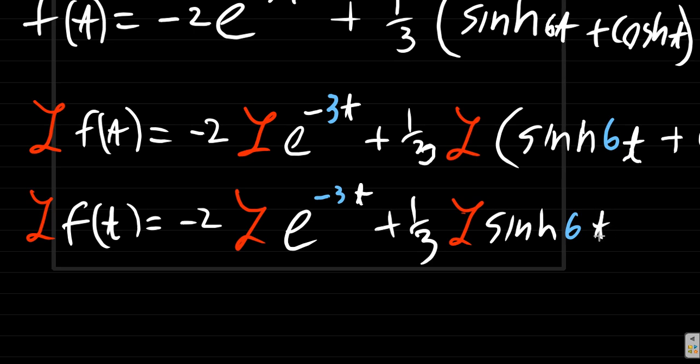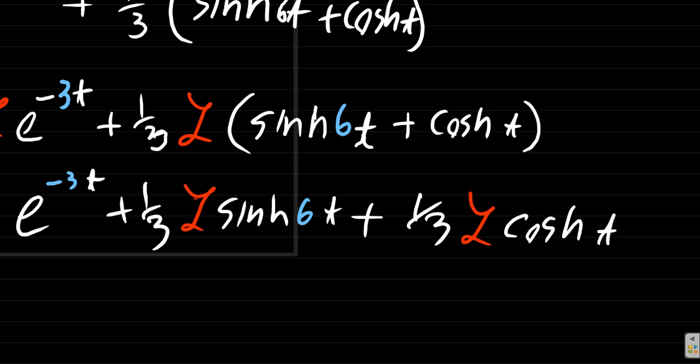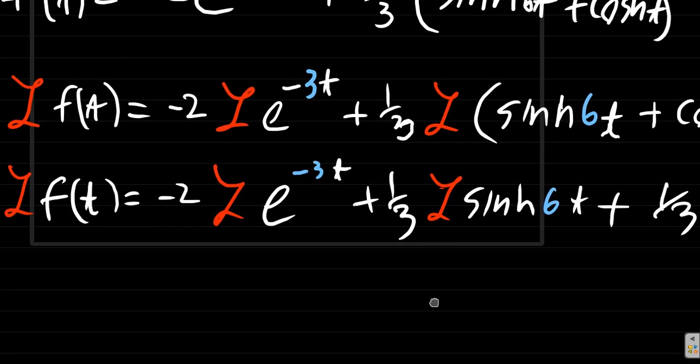This is popularly called shine. Some persons might call it sin h or sinch, but I know it as shine. Plus the hyperbolic cosine. Some people might call it cos h or cosh. I generally call it cosh. So, it's going to be 1/3. If you open the bracket, multiply each of them by 1/3 and find the Laplace transform of each. So 1/3 Laplace transform of cosh t, hyperbolic cosine of t. Alright, let's see what's going on here now.